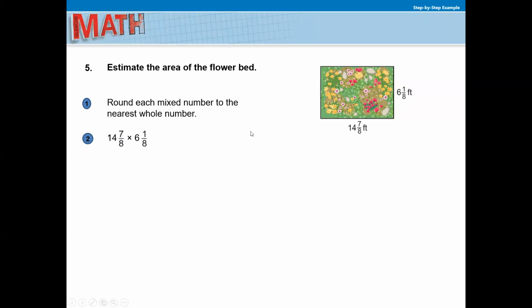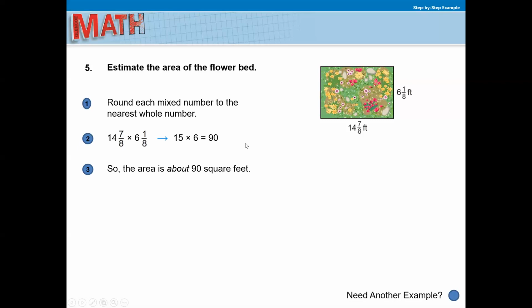14 7/8 times 6 1/8 is approximately 15 times 6. The 7/8 tells us to round up, so we rounded the 14 up to 15. And the 1/8 tells us to leave that 6 alone. So 15 times 6 equals 90. So the area is about 90 square feet.